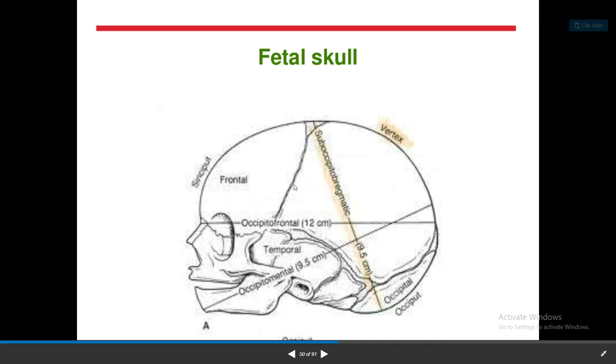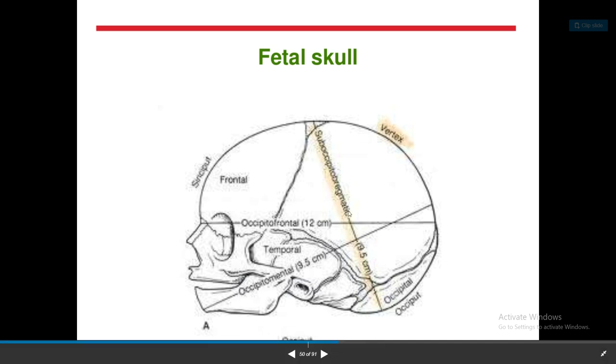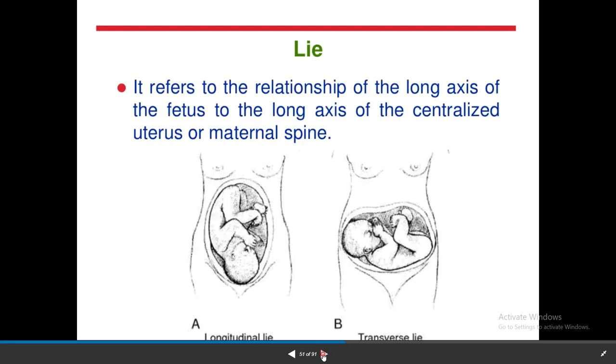Fetal skull. Here we can appreciate the suboccipitobregmatic diameter. It is 9.5 centimeters, and it is favorable for the vertex presentation. It is the part of the fetus presented in normal vaginal delivery, and it is the commonest. And then there is the occipitofrontal, again 12 centimeters, which is greater, and the occipitomental, that is, the mentovertical. This is 9.5 centimeters in the face presentation. The birth canal is 10 cm, and the 9.5 cm diameter easily passes through.